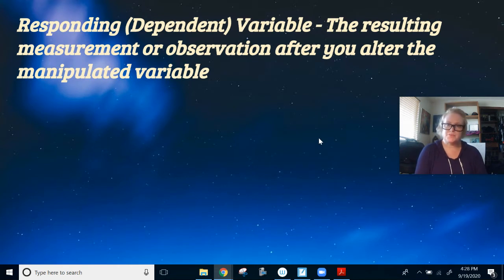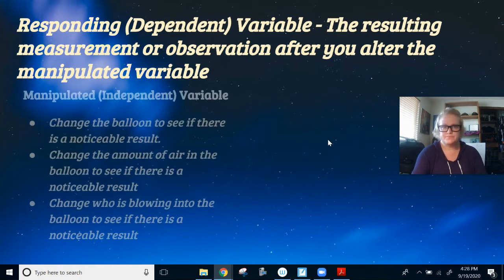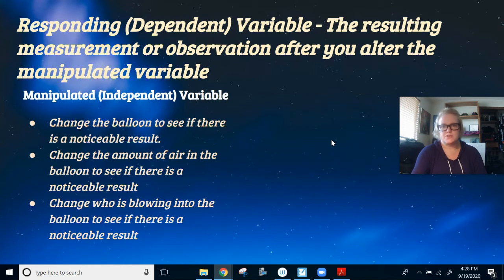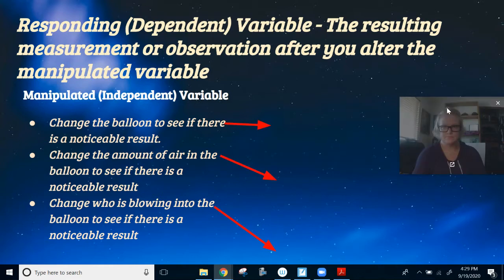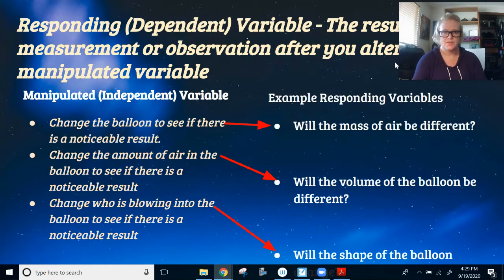The responding or dependent variable is the variable that results after you change or alter the manipulated variable. So here are those example manipulated variables from the previous slide, and here are some possible corresponding responding variables. If we kept the manipulated variable as changing the balloon to see if there's a noticeable result, a possible responding variable would be the mass.